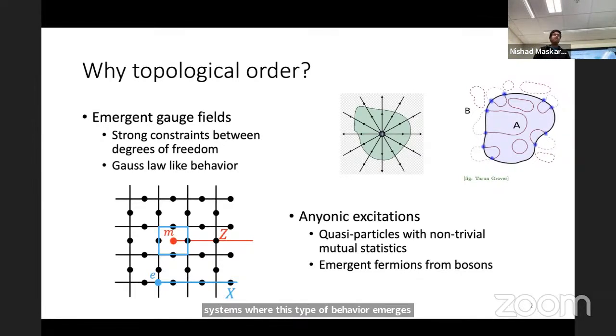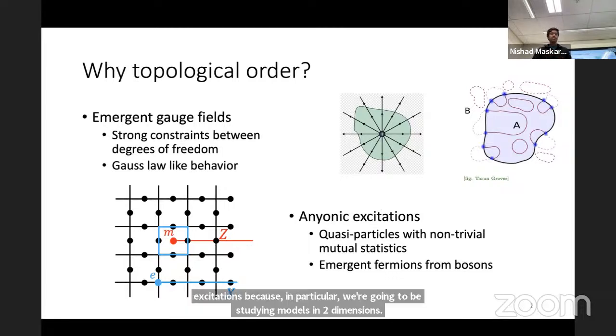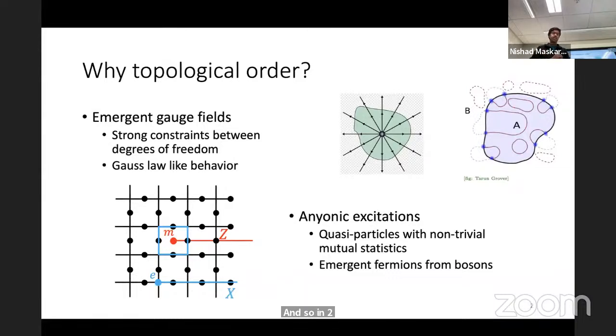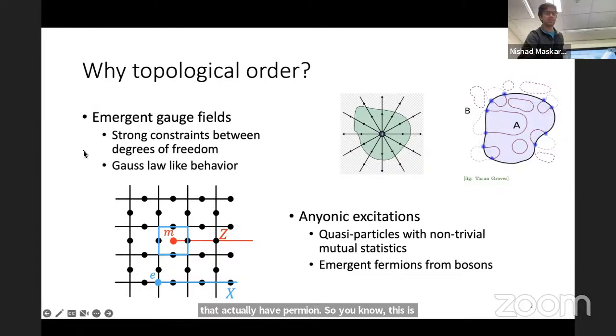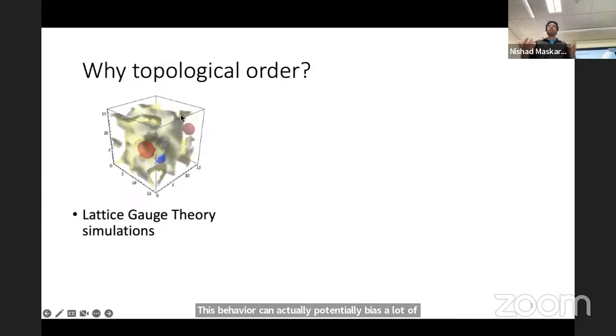Another really interesting property of these topologically ordered systems is that they have anionic excitations, because in particular, we're going to be studying models in 2 dimensions. In 2 dimensions, when you have excitations along with these emergent gauge fields, you can get quasi-particles that have exotic mutual and self statistics. One thing I think is really remarkable is that even in a model that's fundamentally made up of bosonic constituents, you can get emergent degrees of freedom that have fermionic statistics. This is a very interesting type of behavior, and understanding it can potentially bias a lot of things when it comes to developing and doing new physics.